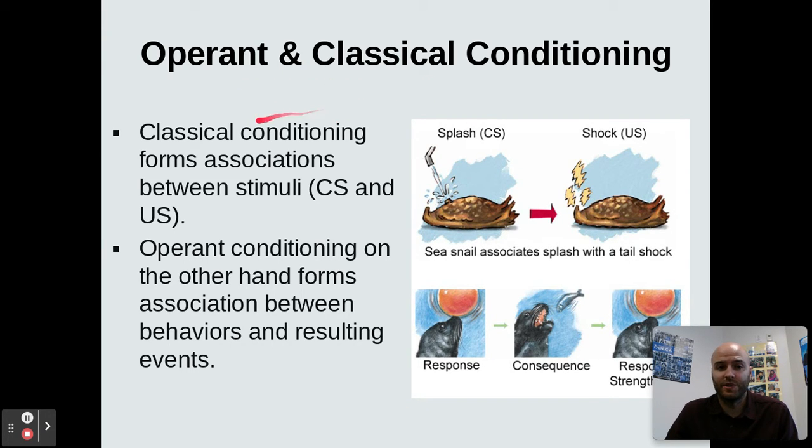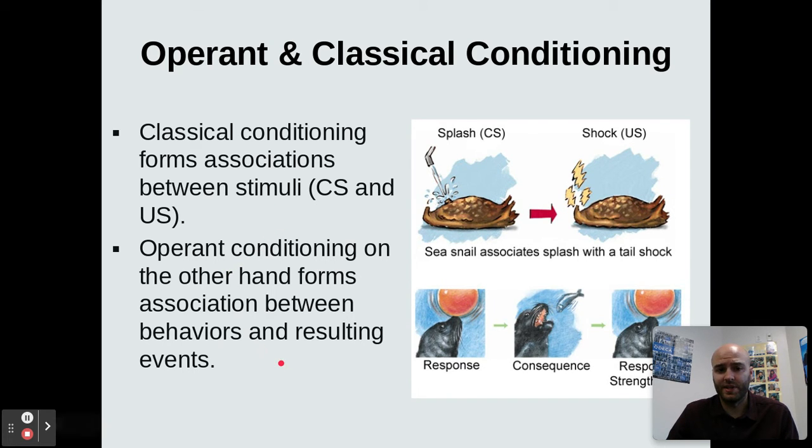So in classical conditioning, we talked about how you're forming associations between stimuli, right? The neutral stimulus becomes conditioned, and the unconditioned stimulus is then associated with that conditioned stimulus. Okay, so for example, you have a sea snail being splashed with water, and they pair that with a shock, right? So then eventually the sea snail came to fear the splash of water because it expected the shock. It's pairing or associating those two previously unassociated stimuli.